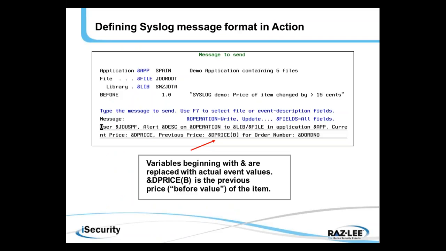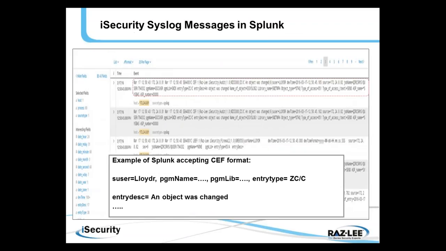This is how we define syslog messages in our action product. As you can see here, I mentioned earlier replacement variables. So user, this is the replacement variable name. We don't have to remember this, because if we press F7, we'll see the fields. We can just simply select any particular field, alert, on operation, read, write, whatever, to a certain library or file in a certain application, etc. The current price is X and the previous price was Y for the particular order number. So again, this is what the IBM i will send. This is the message it will send to the receiving end.